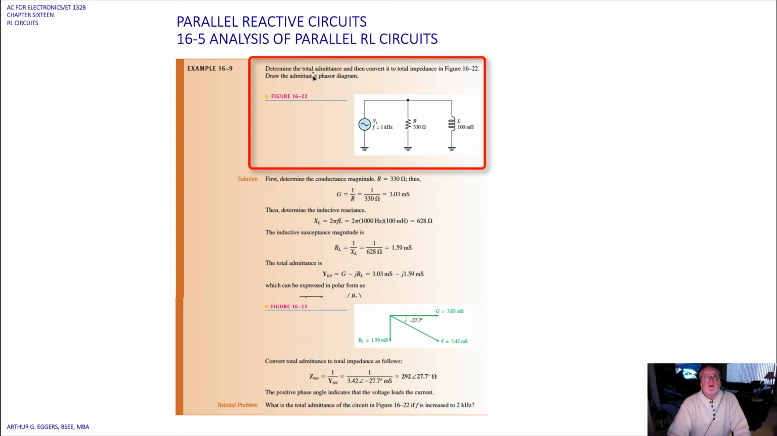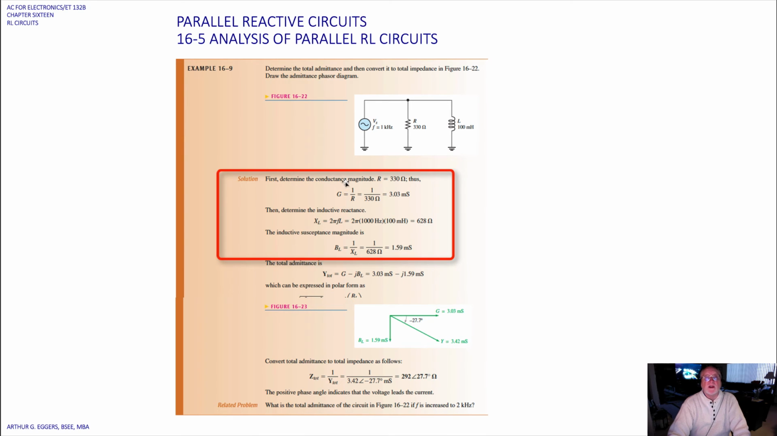Example then, determine the total admittance and then convert it to total impedance in the figure below. Draw the admittance phasor diagram. So again, in this case, we've got the inductor given to us in henries, so we'll have to convert that. So first we determine the conductance from the magnitude of R equal to 330 ohms. We then determine the inductive reactance using 2 pi FL, and we get 628 ohms when we do that conversion.